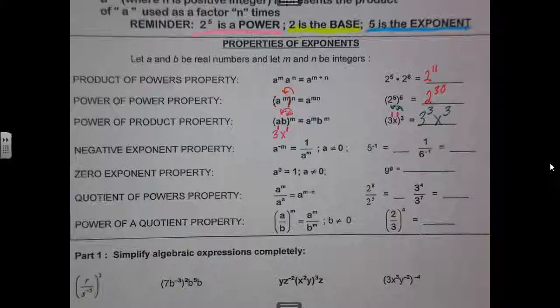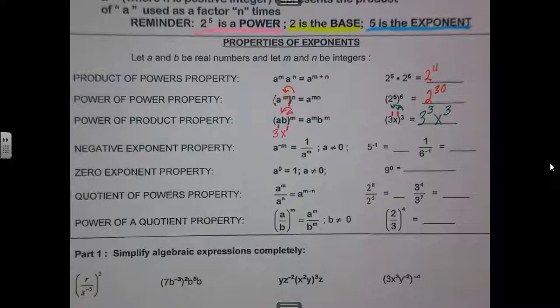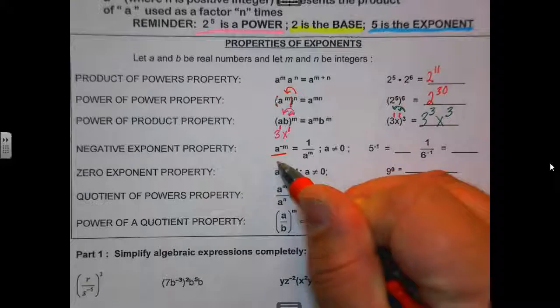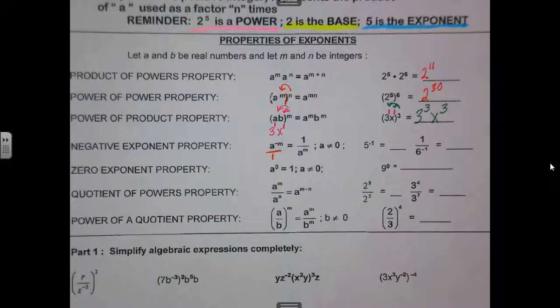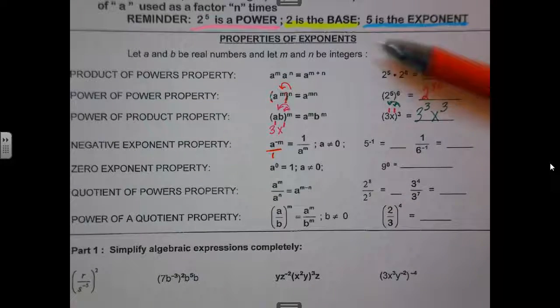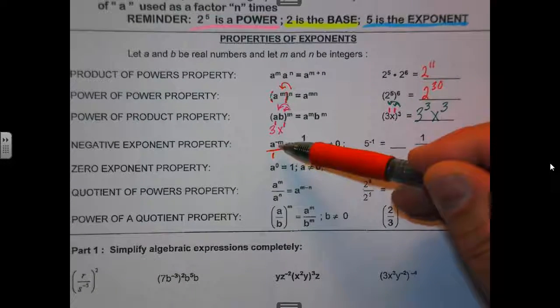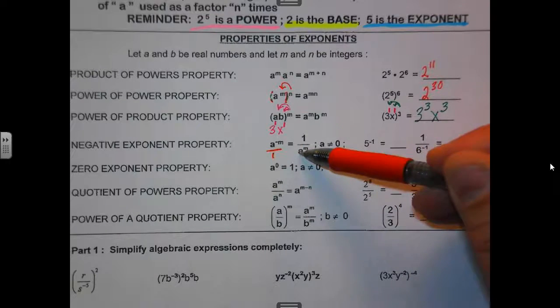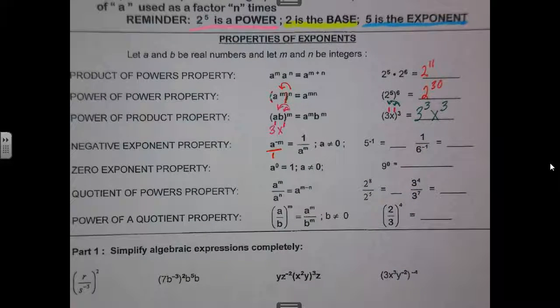Okay, now, negative exponents. Do you remember negative exponents? Can you ever leave your answer with a negative exponent? No. What do you do to get rid of negative exponents? You flip it. It's not division. You have to think of this as over 1, just like any whole number. And what you have to do is flip this fraction. Put the 1 on top and a to the positive m on the bottom. That's how you make negative exponents positive.